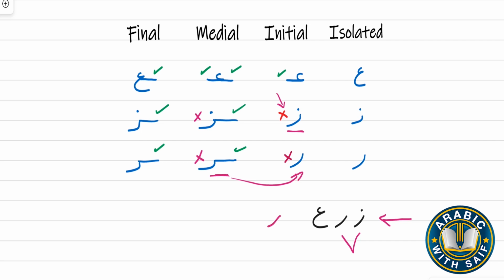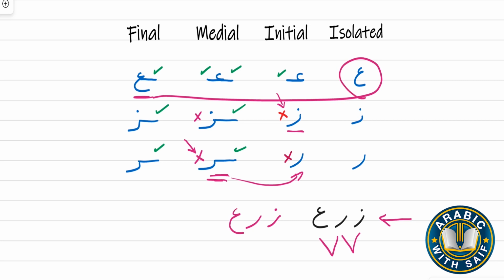Second, the relation between Ra and Ain. Ra in the middle form cannot connect to any letter after. So letter Ain, final form, by default will change to be the isolated form. And this will be the final form for this word. Let's read it. Zara'a.